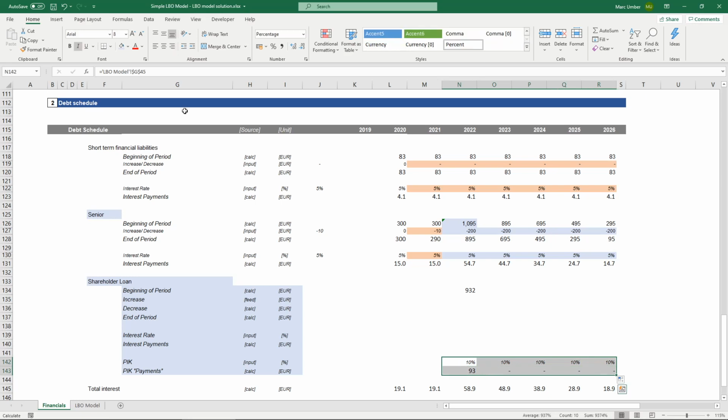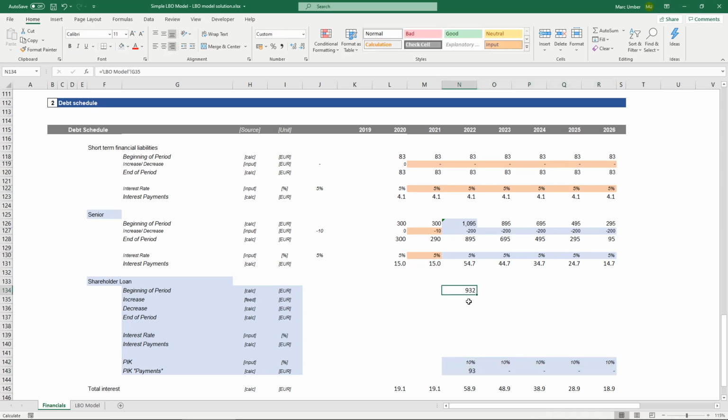Let's make that blue. Now this payment in kind shareholder loan will increase by this payment in kind. Let's leave that decrease blank so far, and we can calculate the end of period value, which is beginning of period plus the increase minus any pay downs.